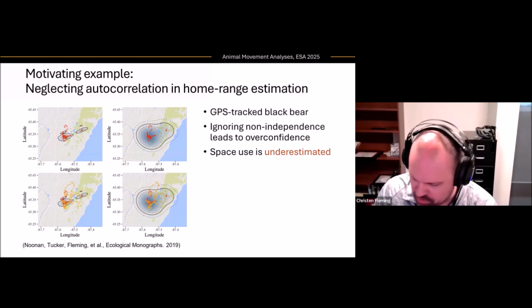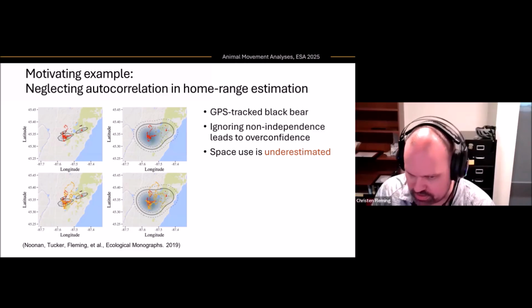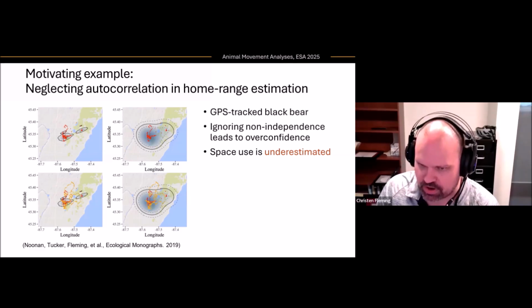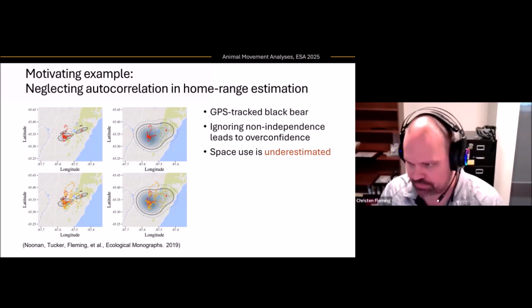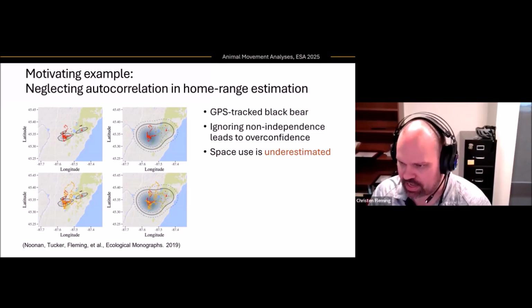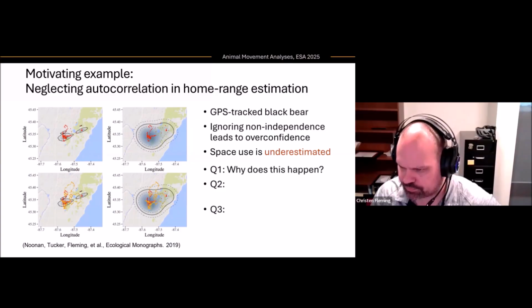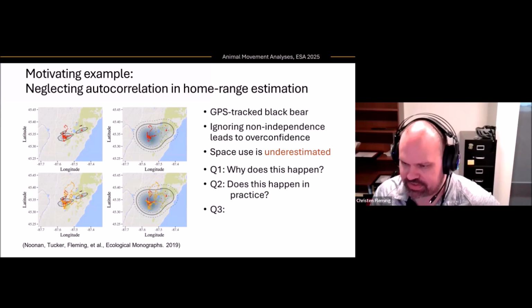If you ignore the temporal autocorrelation in tracking data, you would come to the conclusion over and over that your animal's home ranges are smaller than they actually are. And how small depends on how you sample and what the autocorrelation timescales are of the individuals you're tracking. So you might have some questions like, why exactly does this happen? How often does this happen in practice? Is this a general concern, or is this something we only have to worry about for black bears near the Great Lakes? And how does this problem get solved?